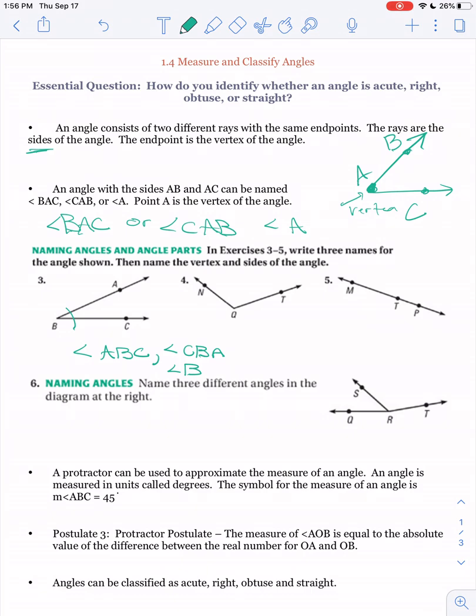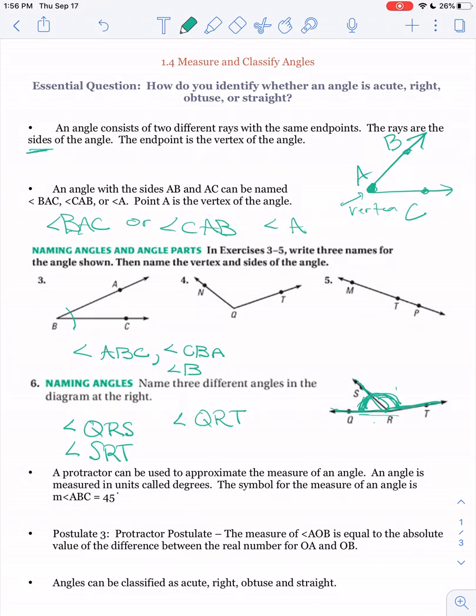Name three different angles in the diagram below. So I think they're talking about this angle, they're talking about this angle, and they're talking about the whole thing. So the first one I see is angle QRS. That's this one here. I see angle SRT. That's this one here. And then finally maybe the whole thing. I see angle QRT. And that would be the big angle here. That's one instance where you can't just use R, because if you said, hey, look at angle R, I'm not sure what you're talking about. Are you talking about this one, or the whole thing?